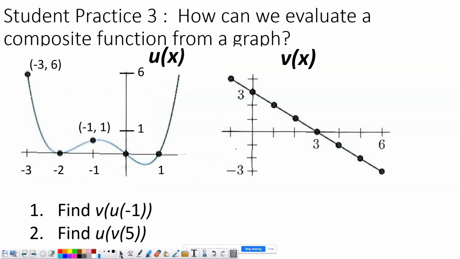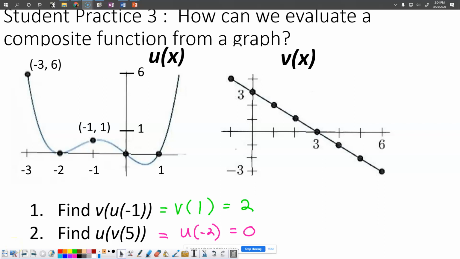All right, so here are two problems for you guys. I've got two graphs. I've got the function u of x on the left and the function v of x on the right. And then numbers 1 and 2 down there at the bottom, I'm asking you to evaluate those composite functions. So go ahead and pause the video here, and when you unpause it, you'll see the solutions. All right, so number 1, the answer is 2, and number 2, the answer is 0, so let's see why.